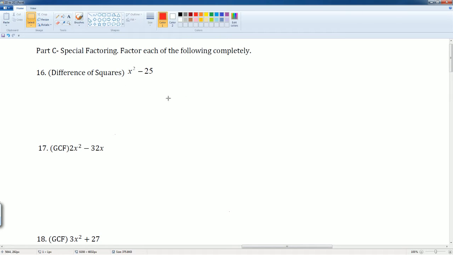The first one, it says it's a difference of squares. Where do they get that? Well, notice that this is a difference and that these are referred to as squares. You need to be able to memorize this pattern. Please understand that a squared minus b squared will always be equal to a plus b and a minus b.